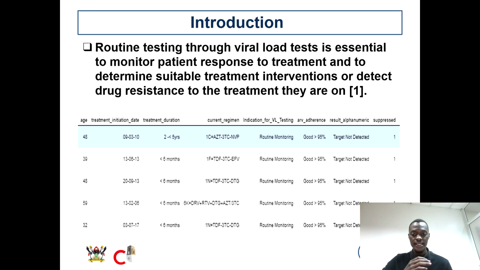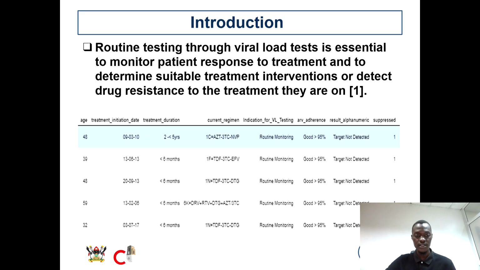You don't miss any time that you're supposed to take the drugs, and you don't forget. Routine testing also needs to be done through viral load tests to ensure that, yes, you're taking your drugs, but is your body responding to the drugs that you're taking? And in case it doesn't, then we can go ahead and intervene to detect the drug resistance to the treatment that you're taking.